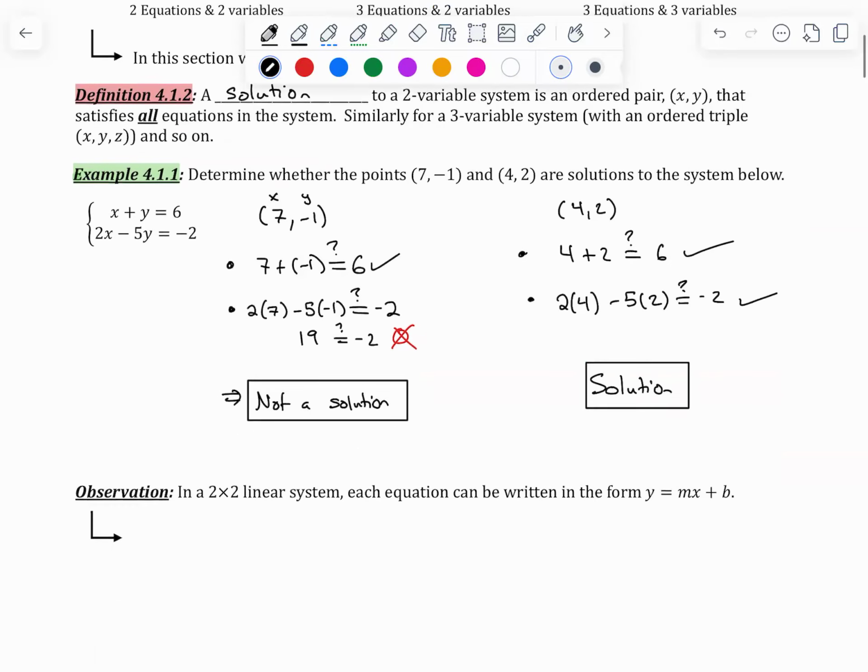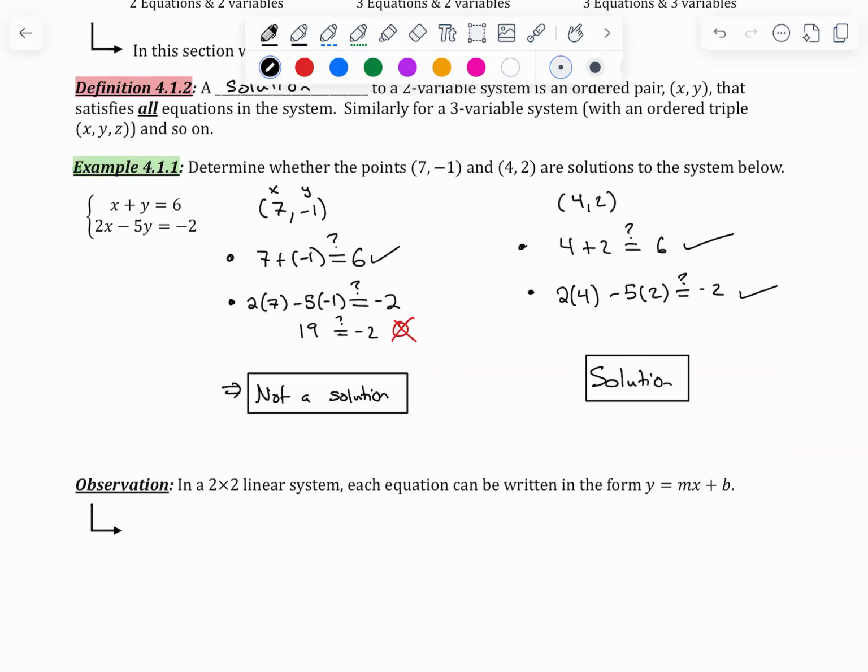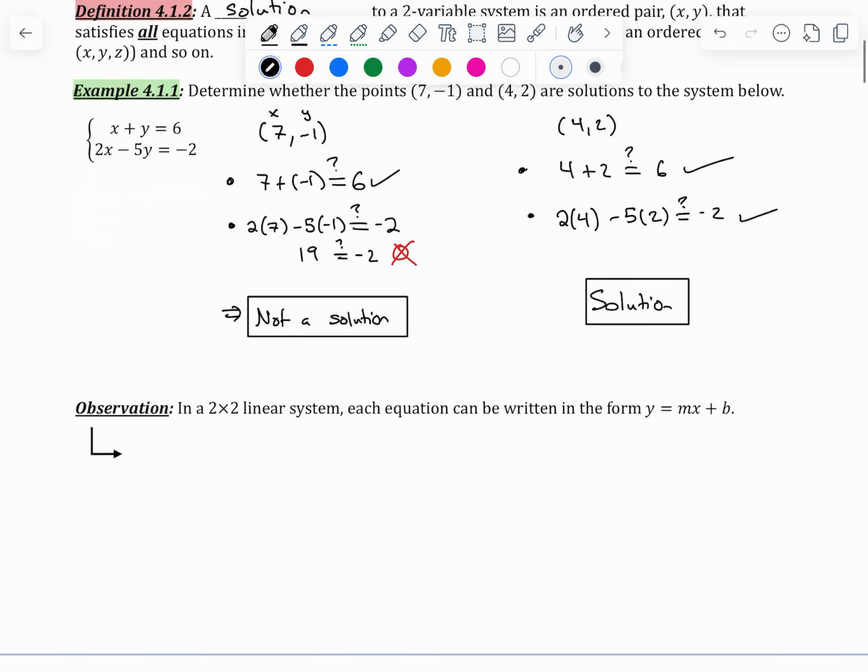And so before we go into the different solving methods, because being able to check whether something's a solution is great in theory, right? But how do we find solutions instead of just being given them? So one observation that can be made is that in a 2 by 2 linear system, every equation can be rewritten in slope-intercept form, y equals mx plus b, right? You could just subtract x from this first one. You can subtract 2x from both sides and divide by negative 5, and you can get this into slope-intercept form.